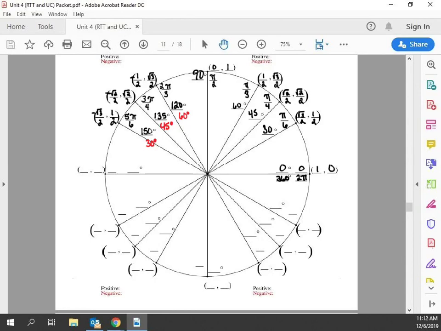Well, sine deals with what values, guys? Sine deals with what values? Y values. So what is the y value at 45 degrees? What is the y value at 45 degrees? RC, do you know what the y value is at 45?